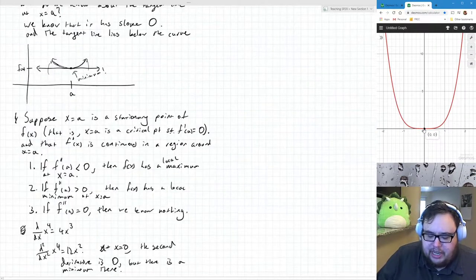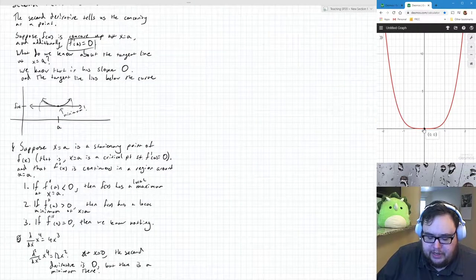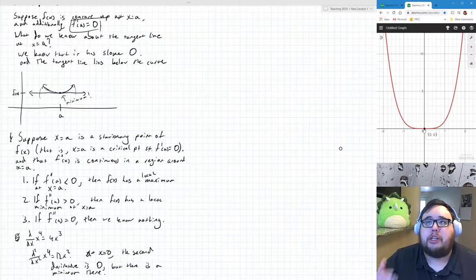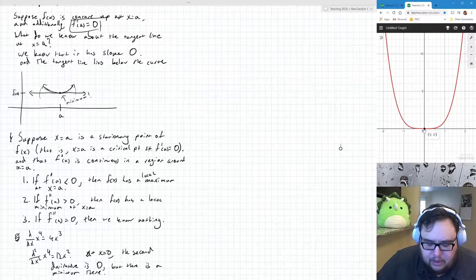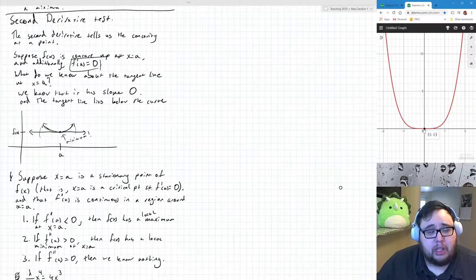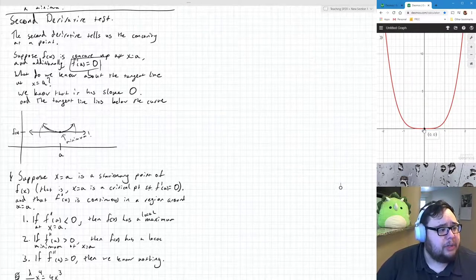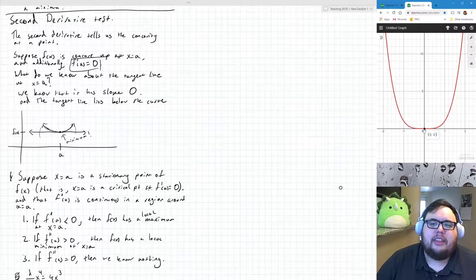I don't want this to scare you away from using the second derivative test. The second derivative test is frequently much, much faster than the first derivative test, especially if you're dealing with some sort of polynomial function. You have to have some real weird stuff going on in order for you to have an indeterminate result. The amount of things that have to occur for it to be indeterminate is very unlikely.